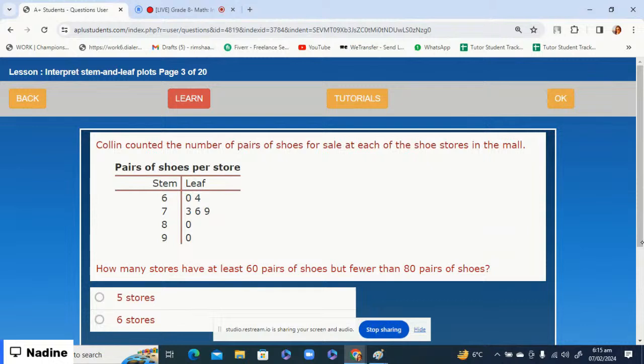Colin counted the number of pairs of shoes for sale at each of the shoe stores in the mall. So the pairs of shoes per store are given. Stem is given, leaf is given. How many stores have at least 60 pairs of shoes but fewer than 80 pairs of shoes? At least 60 but fewer than 80.